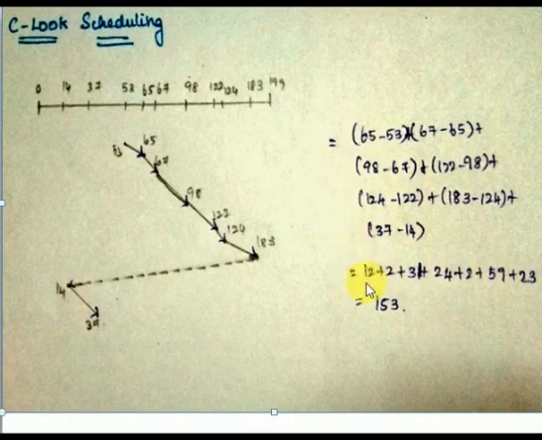So today we have seen the different types of scheduling algorithms, which are FCFS, SSTF, scan, C-scan and C-look.